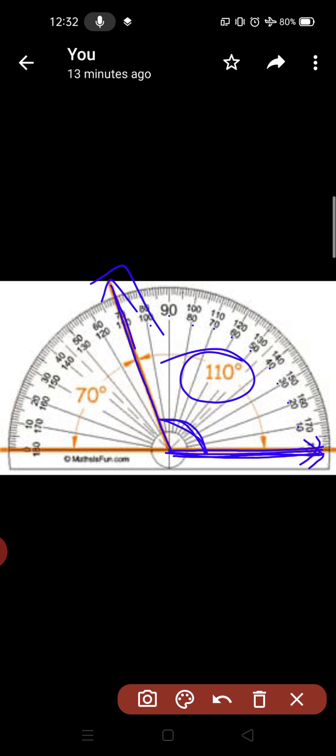In the same way, if you observe, this is also one more angle of which one of the edges coincides with the straight edge of the protractor, but this is in the anti-clockwise direction, so we are starting from here 0, not from 180. So start from 0: 0, 10, 20, 30, 40, 50, 60, 70. So here the angle is 70 degrees.